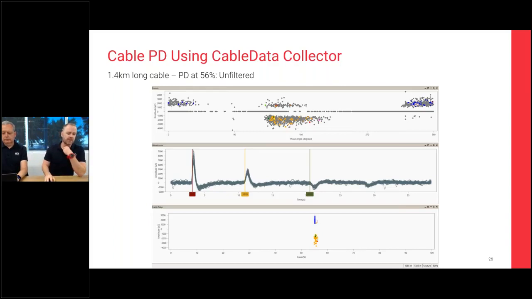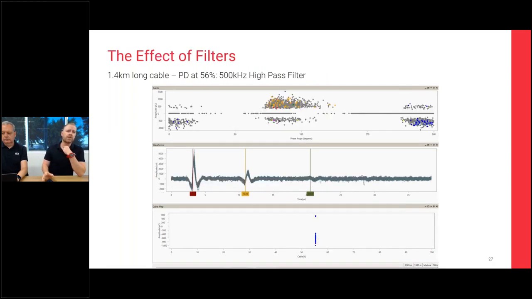If I go to the next slide, this is the exact same test, but with the 500 kilohertz high pass filter applied. What we see when we apply the 500 kilohertz high pass filter is that our amplitude levels in picocoulombs drop down. So the PD doesn't look as bad, even though it's the exact same PD.